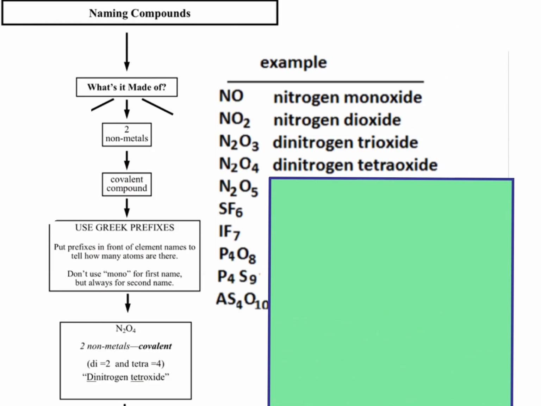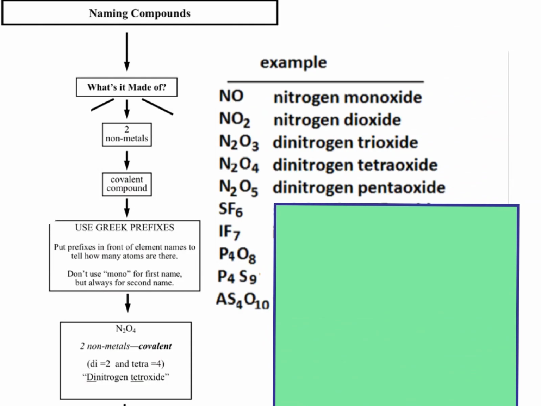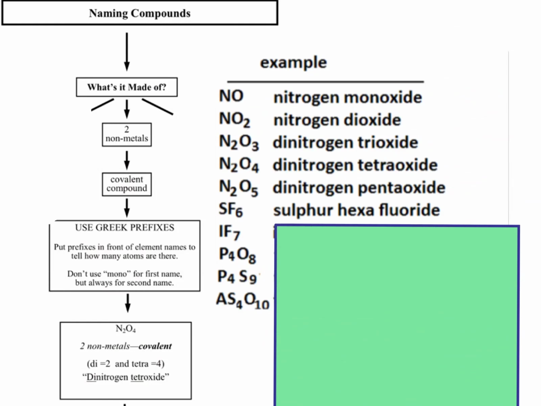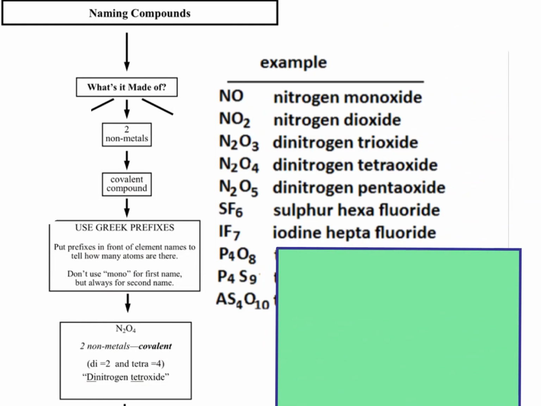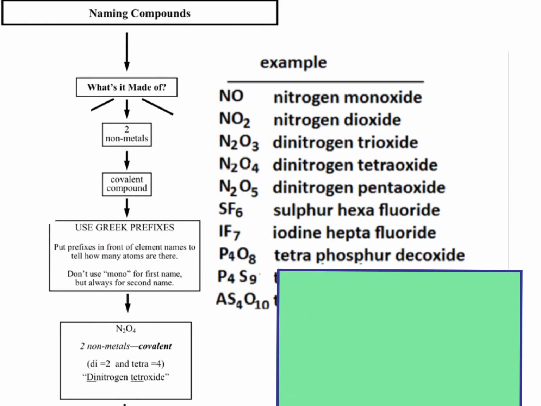Okay, so dinitrogen tetraoxide, dinitrogen pentaoxide, sulfur hexafluoride, iodine heptafluoride, tetraphosphorus. I don't know why it's shortened. I would write the whole thing there. Tetraphosphorus decaoxide. You also notice that you can drop the A and just say decoxide instead of the A oxide, and that's okay. Either way is acceptable.